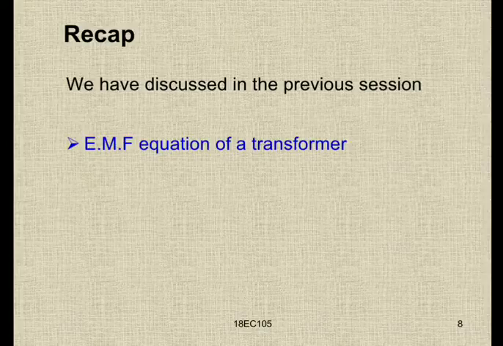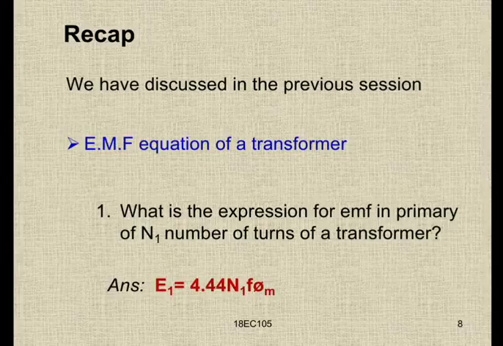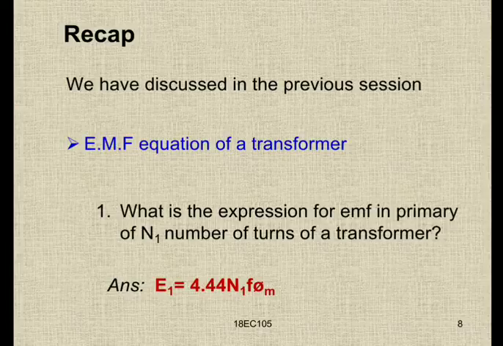So till now we have discussed the EMF equation of a transformer in the previous session. Coming back, if you can recollect, what is the expression for the EMF in the primary of the transformer winding, when N1 is the number of turns in the primary? So here it is. It is derived as 4.44 into N1 into F into phi m, where F is the frequency, phi m is the flux, and 4.44 is a constant we derived in the previous sessions.